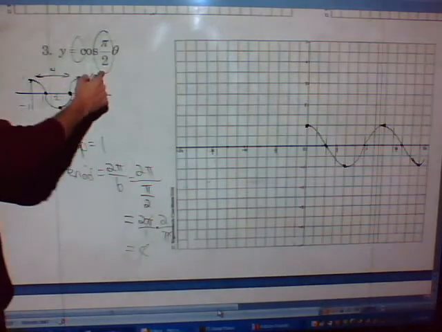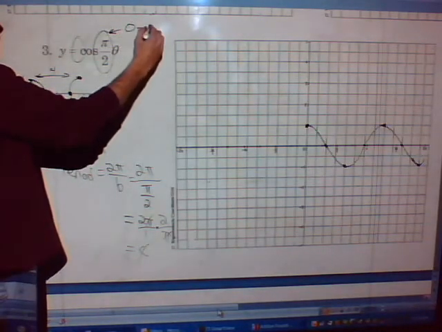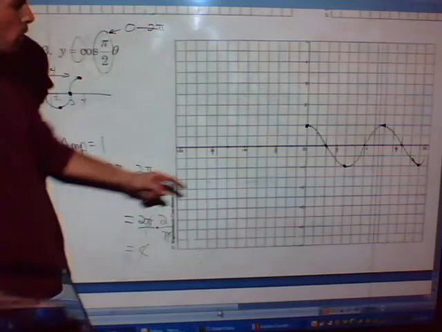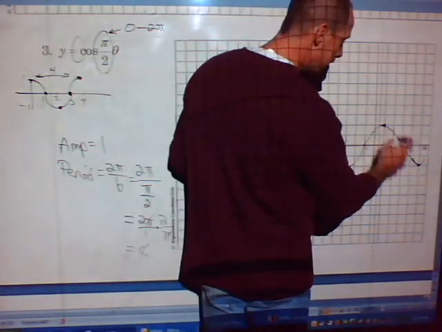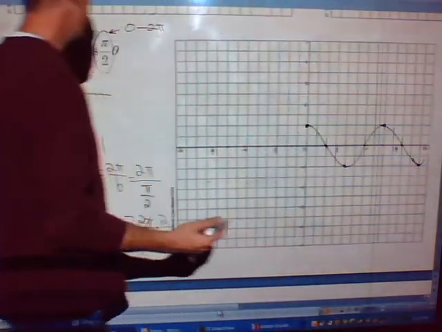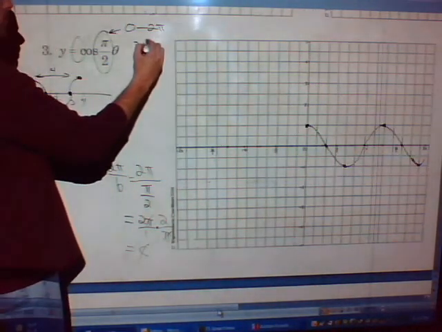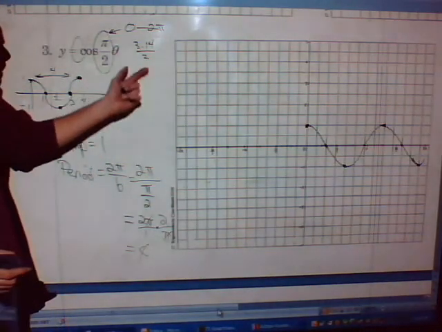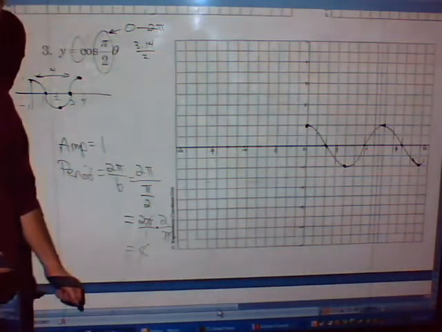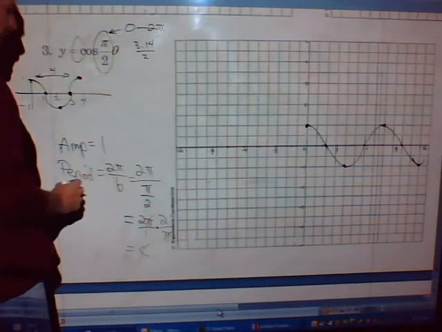So remember, b is the number of cycles between 0 and 2 pi. So how many cycles do we have between 0 and 2 pi? We have 1.5, a little bit more than 1.5. And what is this? This is a little bit more than 1.5, because 3/2 would be 1.5. But since there's a 0.14, it's a little bit more than 1.5. Okay?